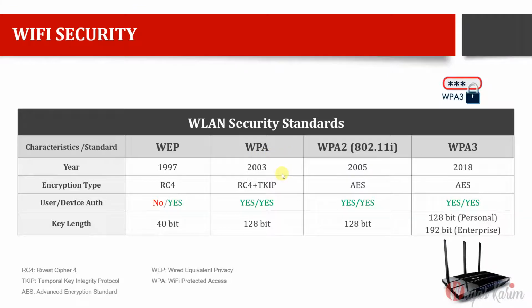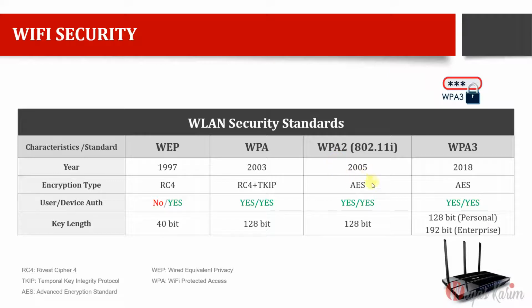It came in 2003. It is Wi-Fi Protected Access. It used a stronger authentication and encryption method and it supported both user and device authentication. Its key length was improved from 40 bit to 128 bit. But soon we found security flaws in that one as well and it was not secure from hackers. That's why we had to come up with a new standard called WPA2.